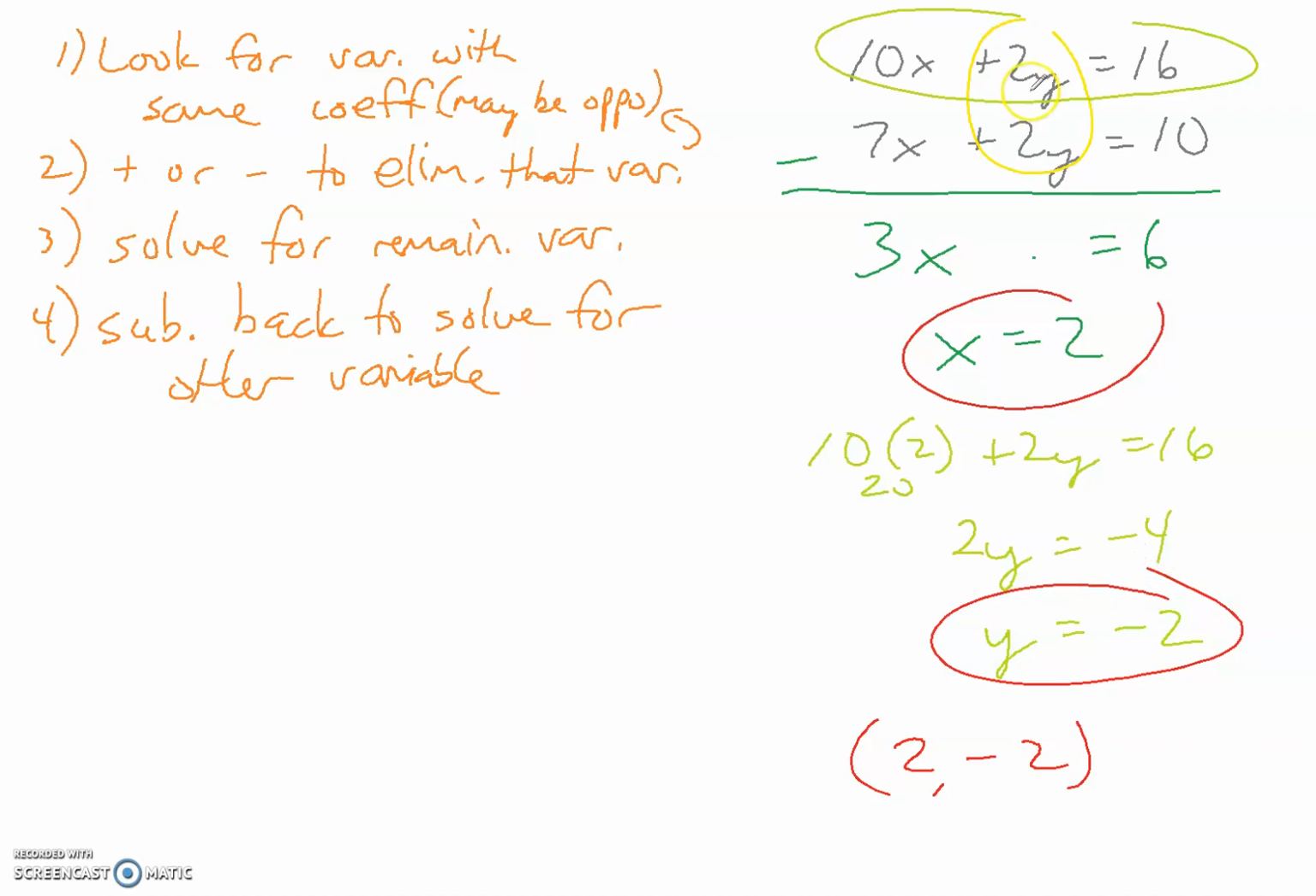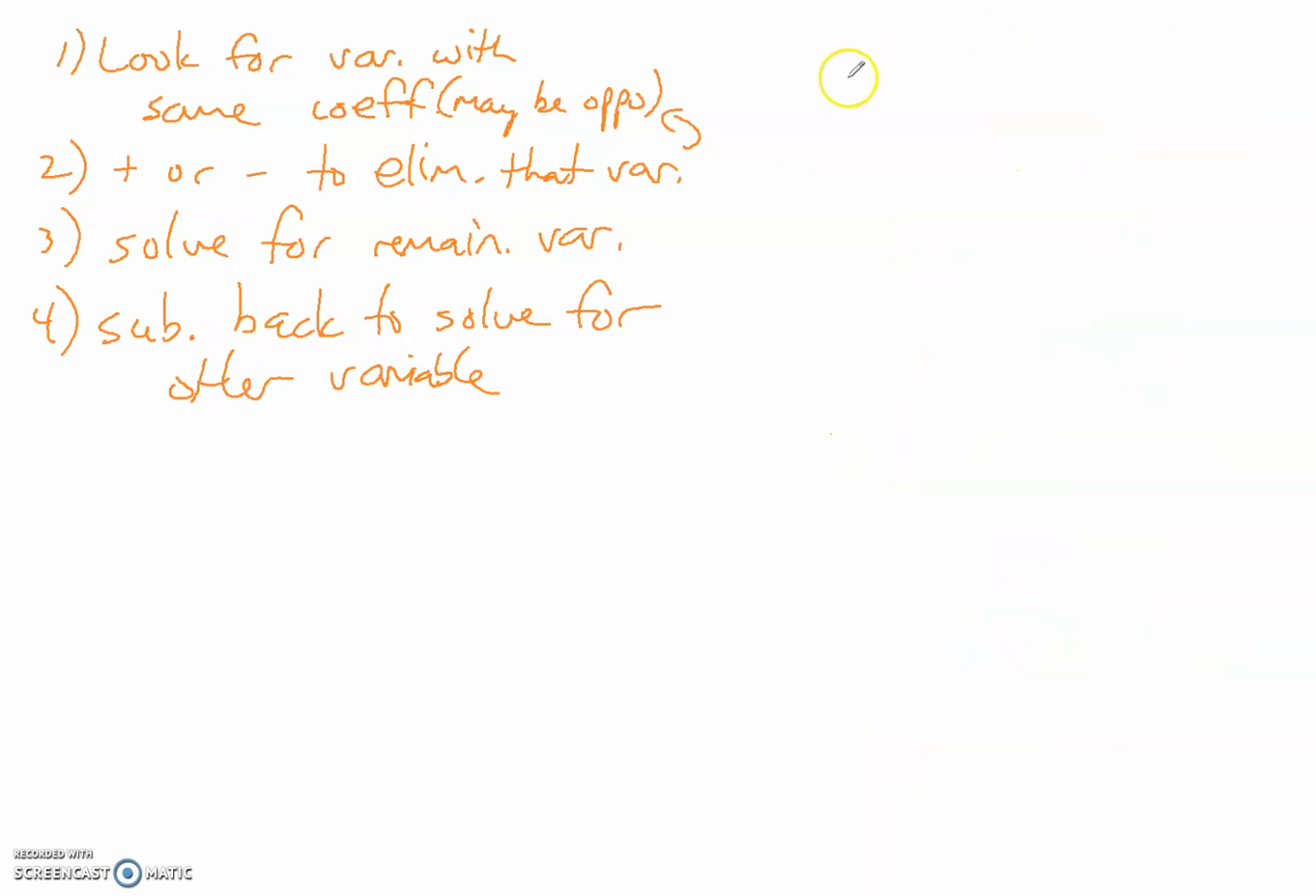Of course, I can throw them back in here and see if it works. If I put 2 in here, that would give me 20. I put negative 2 in here, that would be negative 4, and 20 plus negative 4 would be 16, so it looks all good. Okay, all right, let's try one more. All right, so let's try x take away 4y is equal to negative 5, and negative x plus 4y is equal to 3. All right, let's see if we can put these ones together.